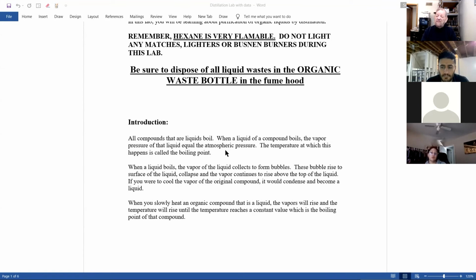Now, have you ever seen a pot of water boil? You know how you see all those bubbles coming up? Well, what happens when you boil any liquid, the vapor in the liquid collects inside to form bubbles. And these bubbles rise and collapse. I like that, collapse. Didn't know I'd have special effects in this lab. And that vapor that comes out of the bubbles is on top of the liquid. Now, if you were to cool that vapor again, it would condense and become a liquid again.